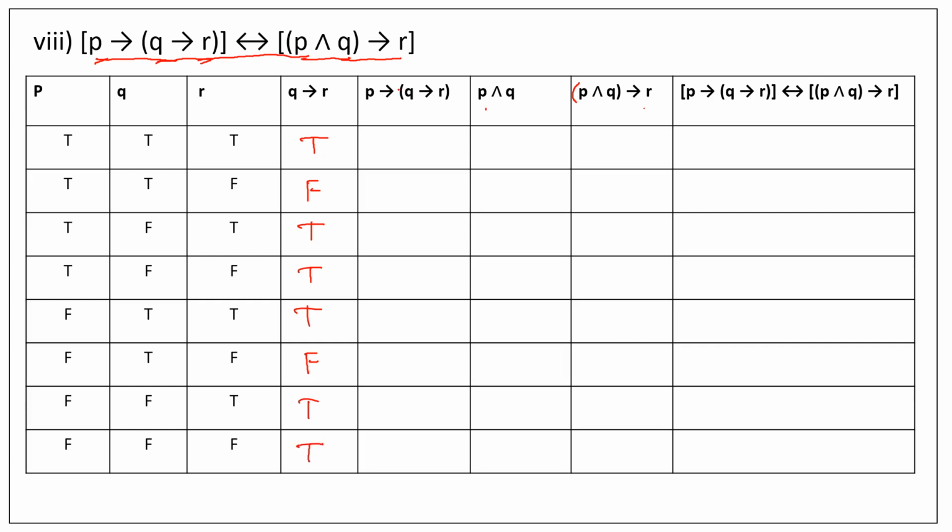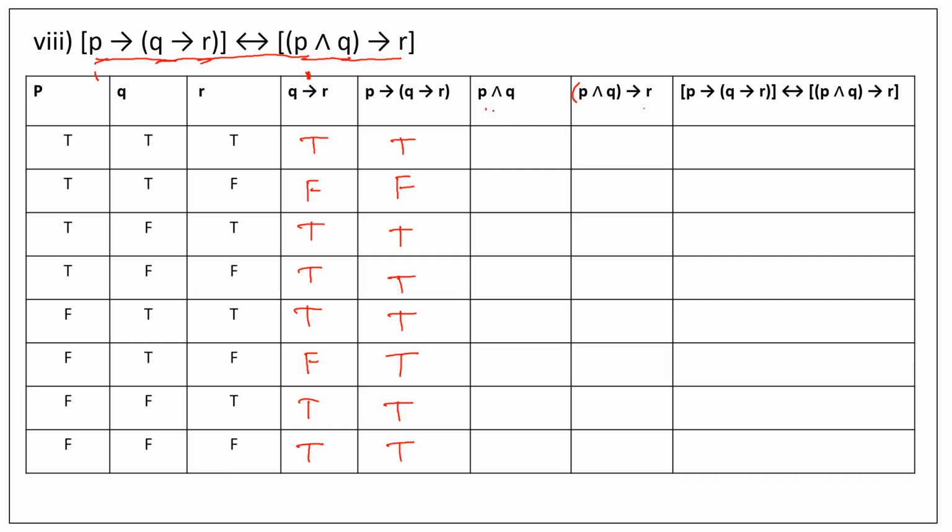Again implication is there, so T implies F is F, otherwise it is true. So P implies Q implies R. So where is TF? Here. So we write F here, otherwise it is true. So it is true. Okay. So in this way you have to make the table.